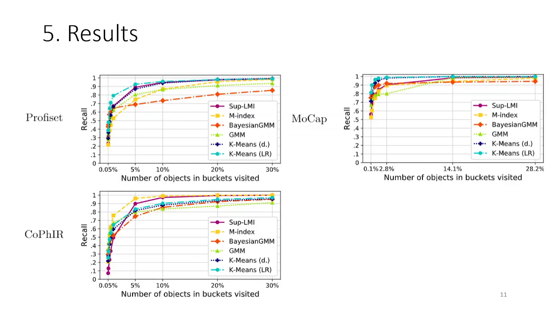In the Coffeer dataset, however, both of the benchmarks have a slight edge over the unsupervised LMI, most notably in the higher stop conditions. In the case of mocap, the situation is very similar to the Profiset dataset. Both of the mixture models exhibit generally worse performance and are able to outperform the baselines only in the lower stop conditions.